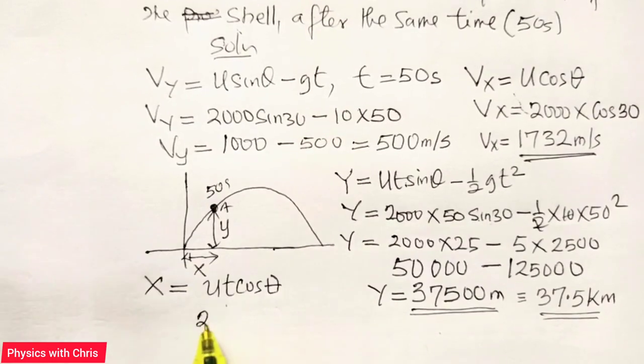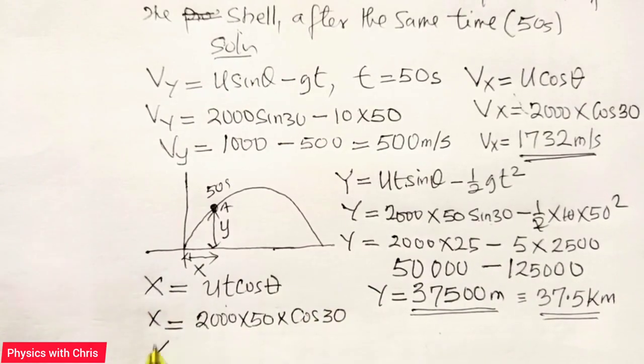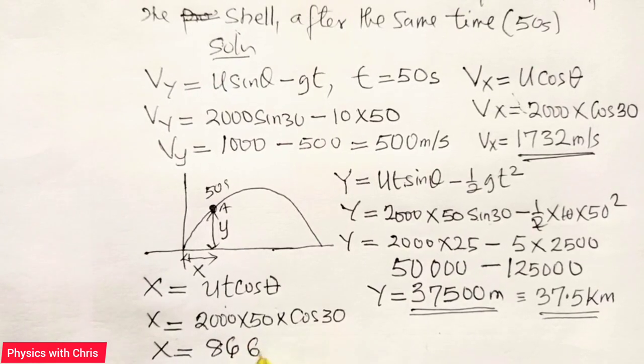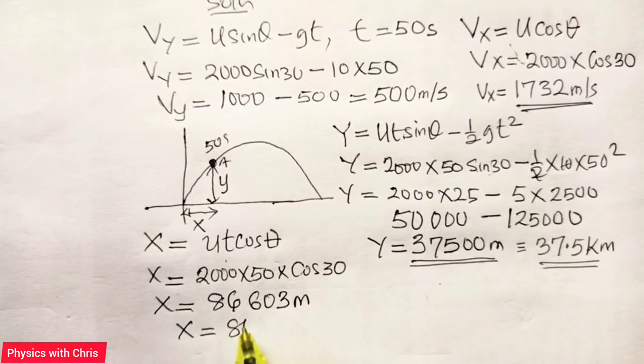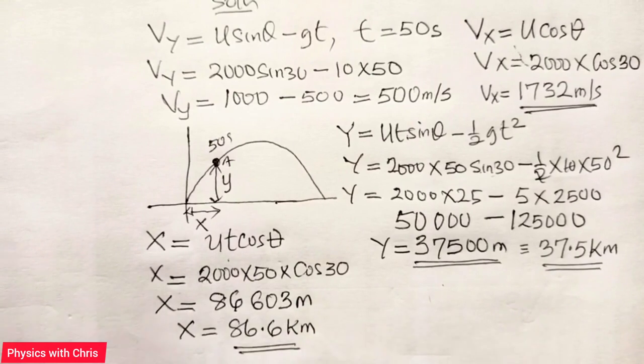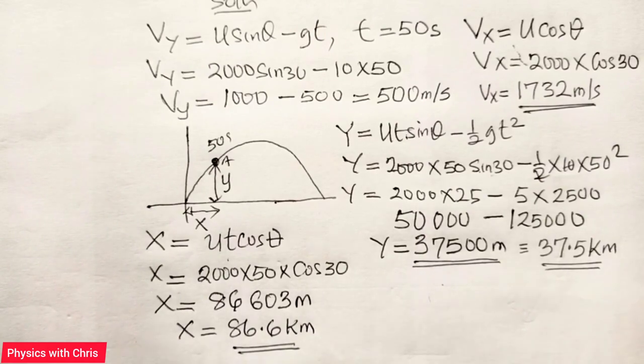So here now we use u as 2000 times 50 seconds times cos 30. That is the horizontal displacement x of the projectile. If you multiply 2000 by 50 by cos 30, that gives you 86,603 meters approximately. And in kilometers, the horizontal displacement is 86.6 kilometers approximately. That's the horizontal displacement covered by the shell. So we'll see more questions in subsequent videos.